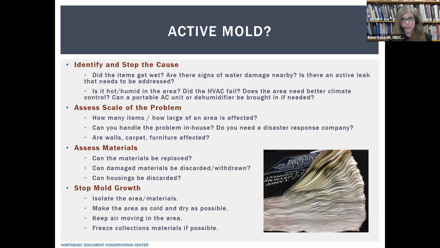Before I can proceed with cleaning anything, because it's not really safe to clean active mold, you need to stop the mold growth. So if it's just a few things, isolate those materials. If it's a larger area, isolate that area, getting it as cold and dry as possible, because mold really needs moisture to grow and it likes warmth because warmth contributes to humidity. So if you can get it cold and dry, that's the best thing. Make sure that there's good airflow in the area. And if you can't dry things out quickly, then you can freeze them, and freezing will also help stop mold growth. I will tell you more about that in just a second.